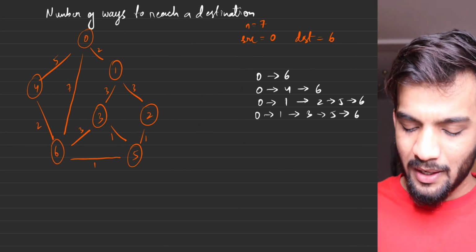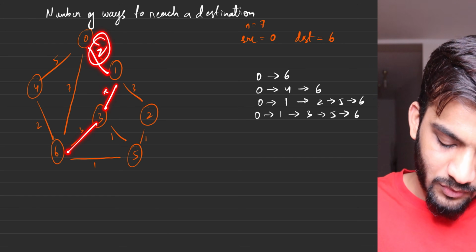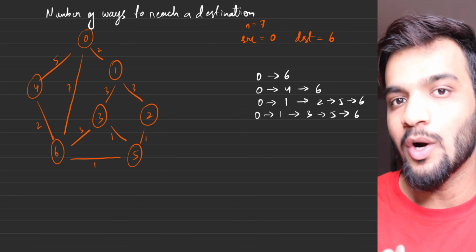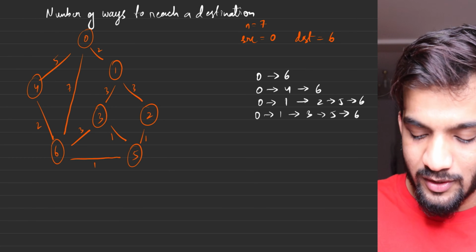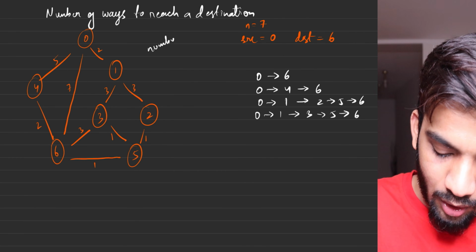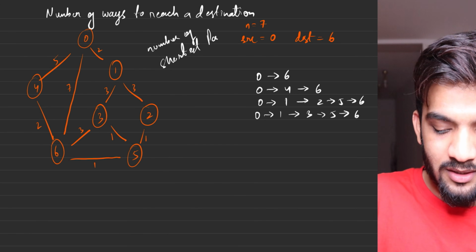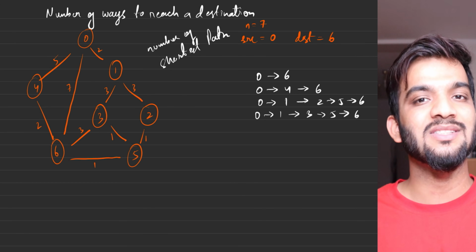There is one other path as well, which is going to take you 2, 3, 3, which is 8. But that's not what we require. We require the number of shortest paths. In short, the question is asking for the number of shortest paths, not the shortest path. How many paths are there which are shortest is what the question states.